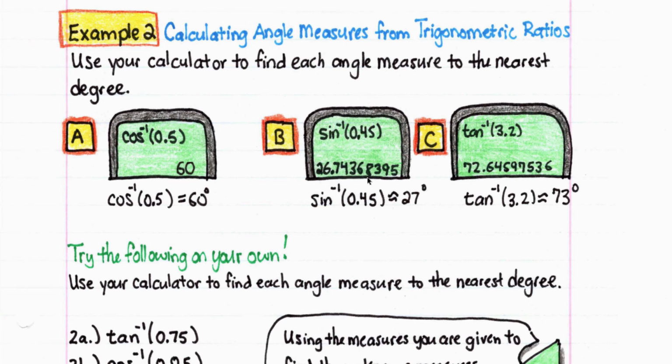Example 2, calculating angle measures from trigonometric ratios. You're going to need to make sure that your calculator is in degree mode before you do this. Use your calculator to find each angle measure to the nearest degree. So cosine inverse of 0.5 is 60.